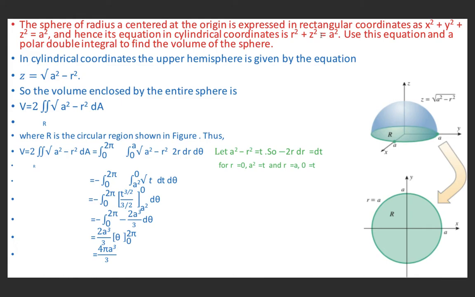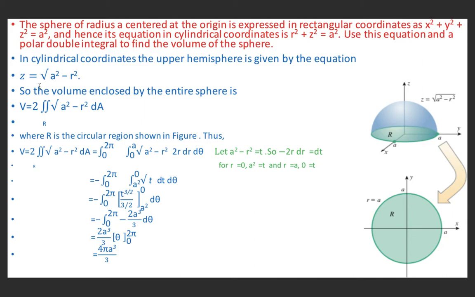So in cylindrical coordinates, the equation is r square plus z square equal to a square. It means z square equals a square minus r square, or z equals plus minus under root a square minus r square. So this is the upper hemisphere, which is bluish in color. The upper hemisphere is given by z equal to under root a square minus r square, and the lower hemisphere is z equal to minus under root a square minus r square. I have written only the upper hemisphere.